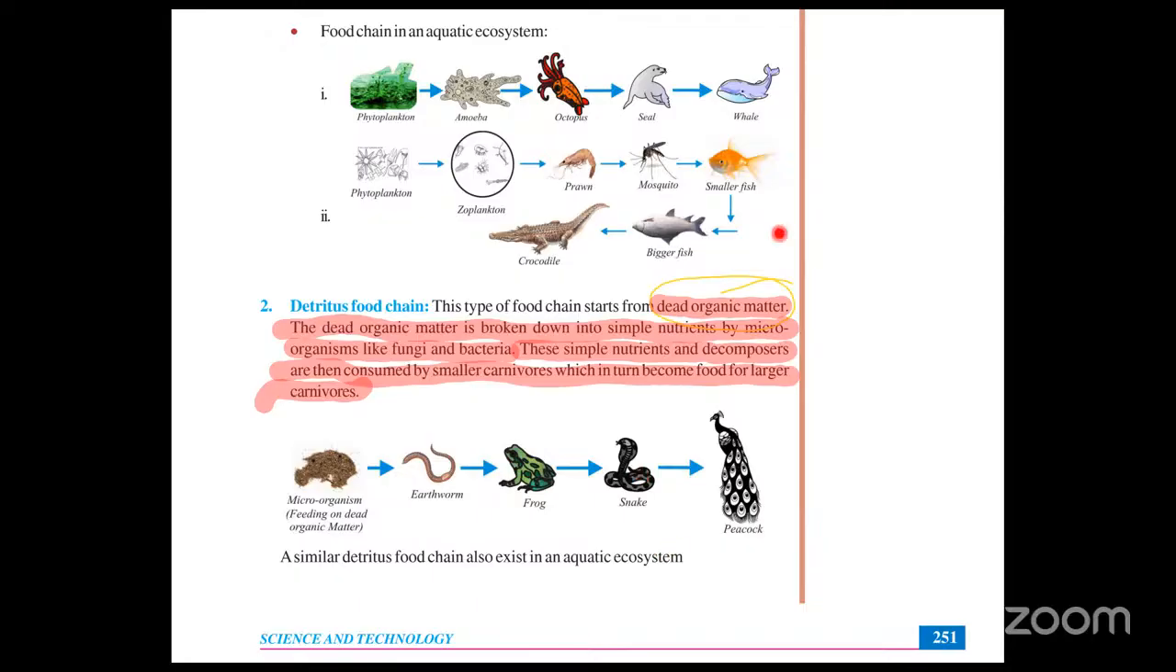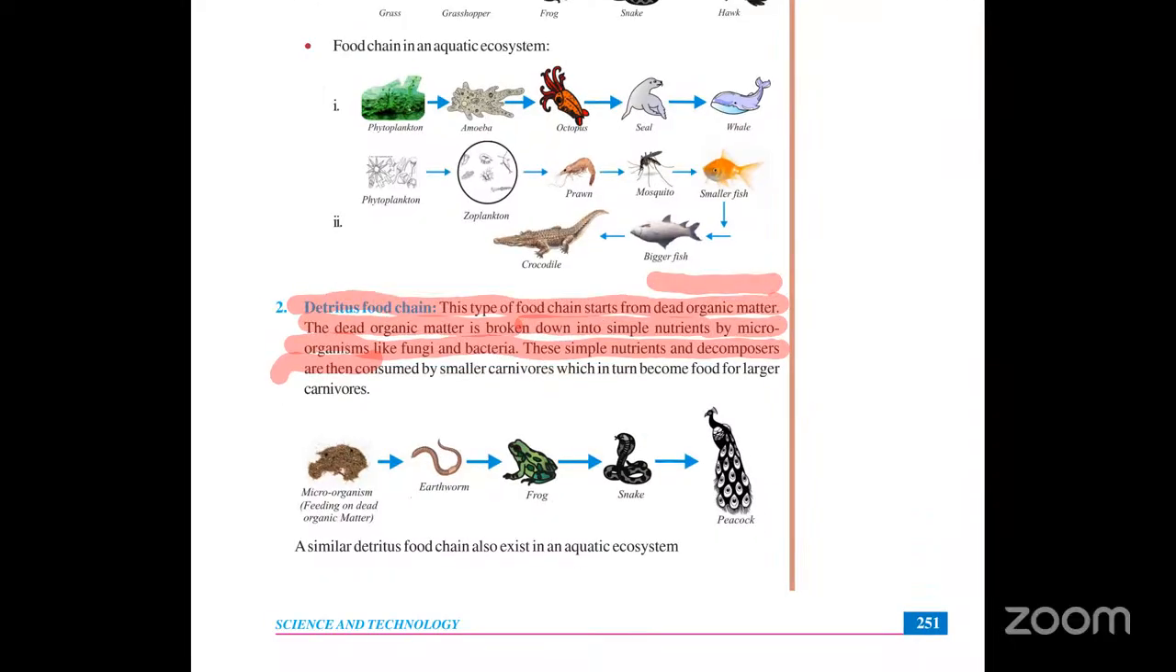Understood, guys? This is how it works. So they do not depend on any green plant, but they depend on dead animals or plants. Did you understand, guys? Okay. So this is how it is done. Just give me a second.